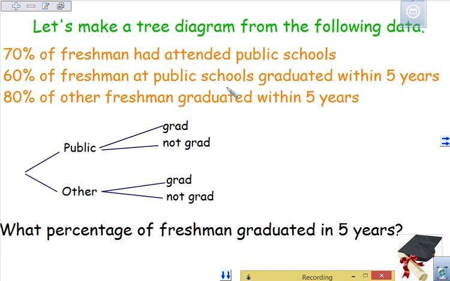So our categories are public or private, and then did they graduate within 5 years or not? So these are my categories. The first thing I decided to look at was public or not public. Then once they made that decision, either they graduated within 5 years or they did not.